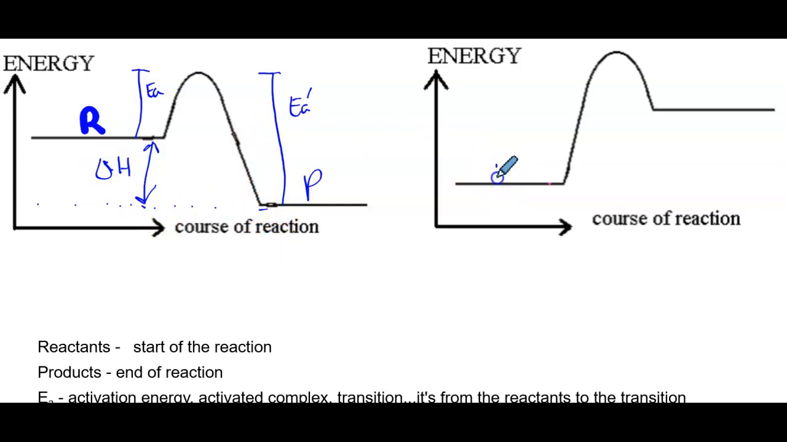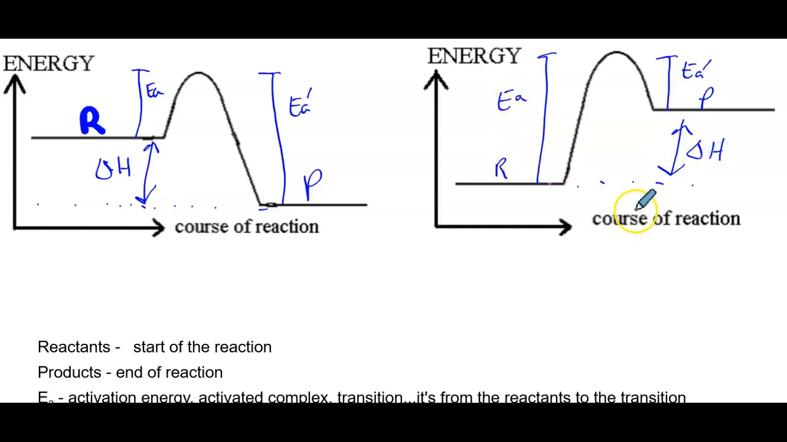Same thing here, we have reactants and products, because reactants turn into products as we progress along the course of the reaction. From here to the top of the peak is E sub A. From product to the top of the peak is E sub A prime. And if I draw that dotted line over, the space between the products and the reactants is delta H. So these parts need to be labeled: 1, 2, 3, 4, 5 parts. And we'll talk about how we know the difference between these diagrams in just a moment.